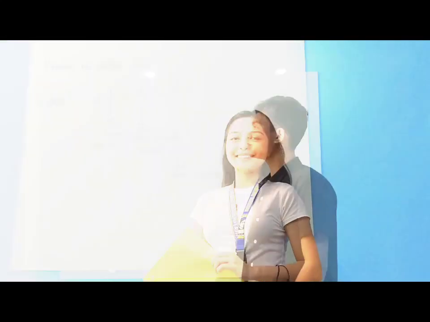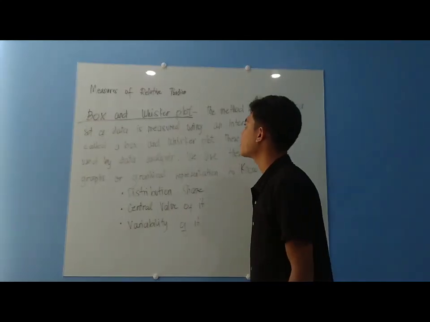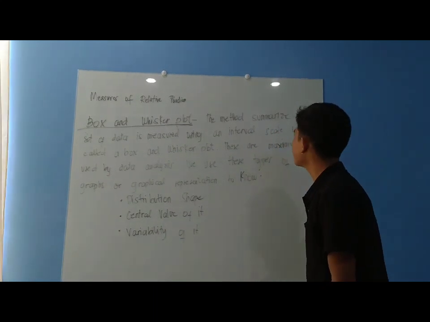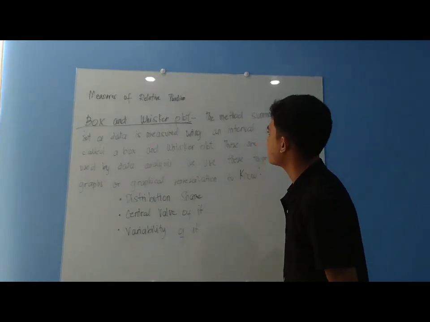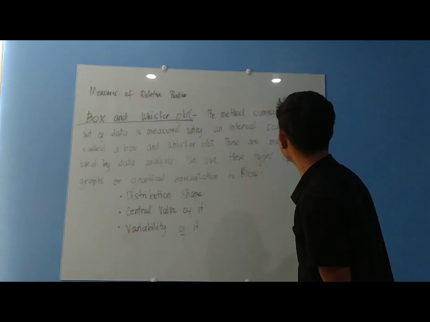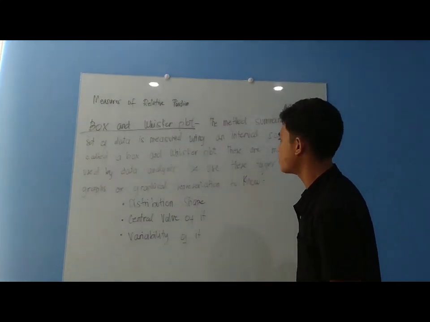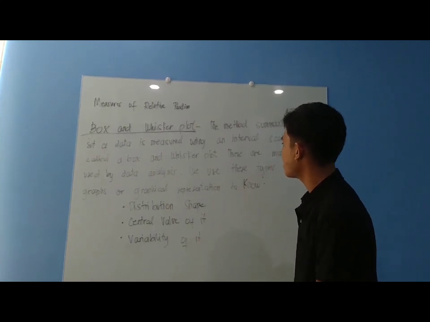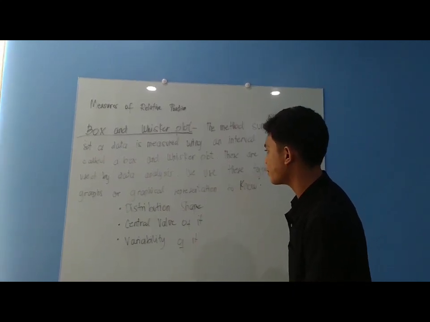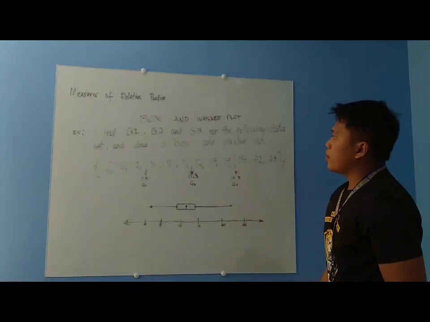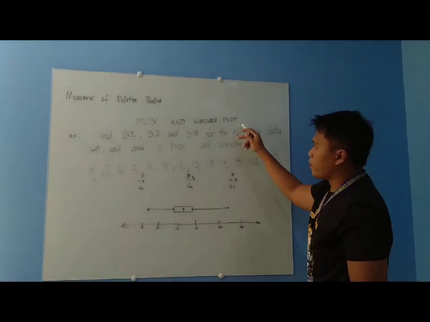So that's all. This is the last part of measures of relative position, the box and whisker plot. The method that summarizes a set of data measured using an interval scale is called a box and whisker plot. It is maximally used in data analysis. We use this type of graphical representation to know the distribution. This is the example of a box and whisker plot.